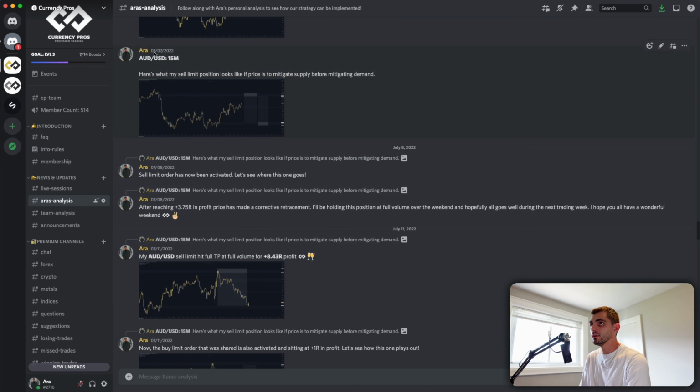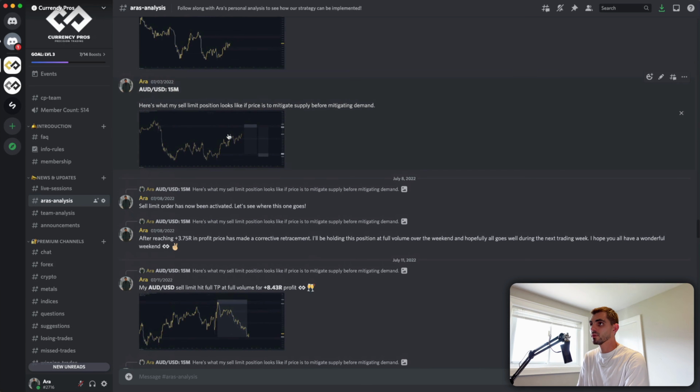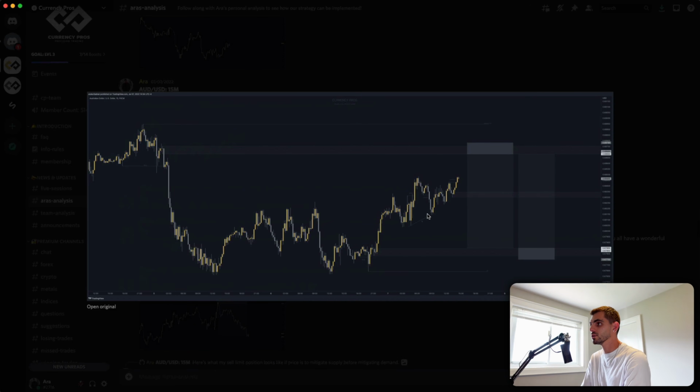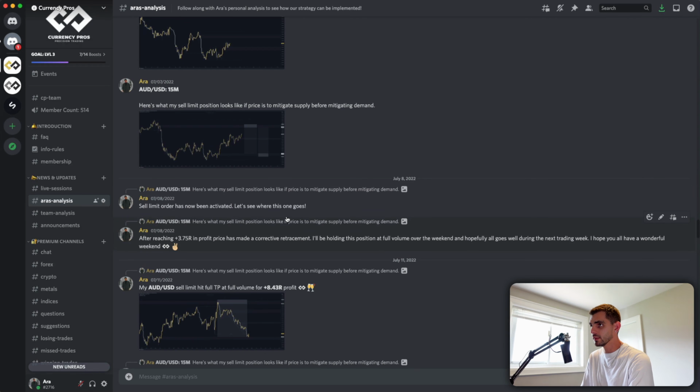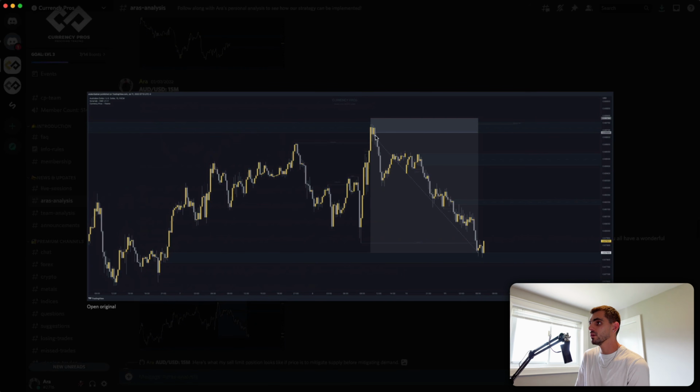So as you can see on July 7th, I sent this picture, this analysis with the parameters shown. I had a buy limit and a sell limit position. It just so happens that the sell limit was activated first. That went straight into profit. I did hold it over the weekend, as I mentioned in this message here. And then shortly after that, on July 11th, it inevitably hit the take profit. This was a very clean trade. So I just wanted to clarify, I did send this to the Discord community.